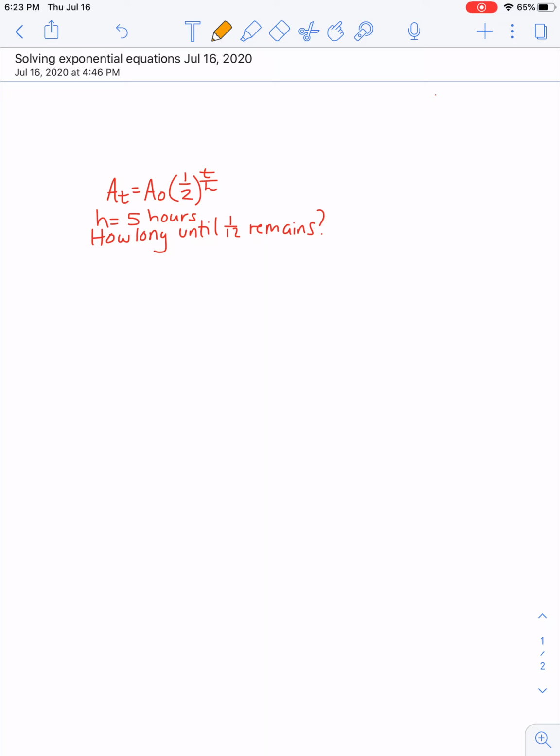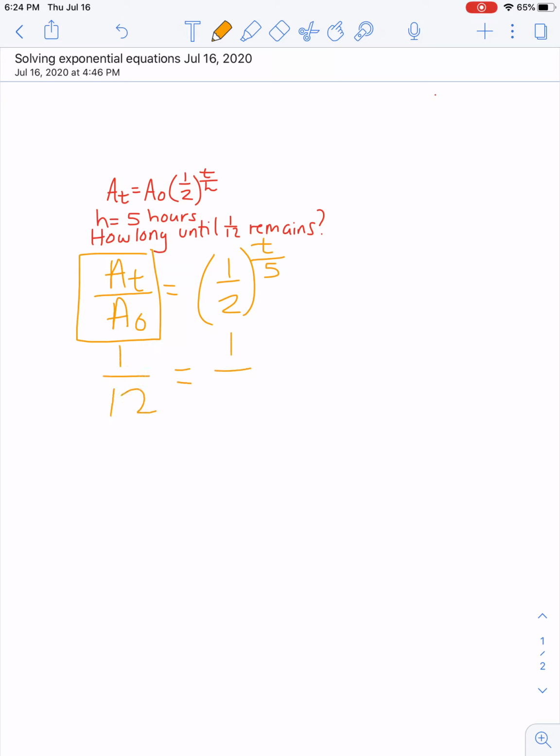So there's a couple different things you can do. First off, if you want, you can just take the amount after time t and divide it by the original amount. We're going to put in h equals 5 because that's the half-life. And then we know the ratio A_t over A_0 is just 1/12. And now I can take log of both sides.